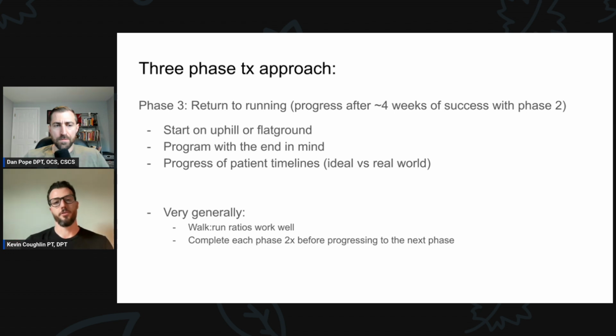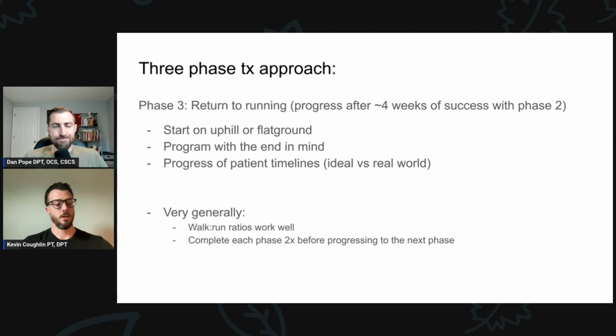So just zooming out very generally, we could start with a walk to run ratio of maybe something like 2 on, 2 off, or it could be kind of arbitrary depending on your person's goal, you can get more specific. And in a perfect world, if we have plenty of time and they don't have an immediate goal on the horizon, I like to complete each of those return to running phases twice before progressing to the next one.